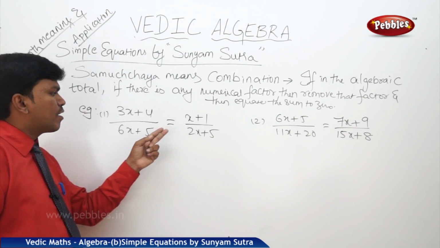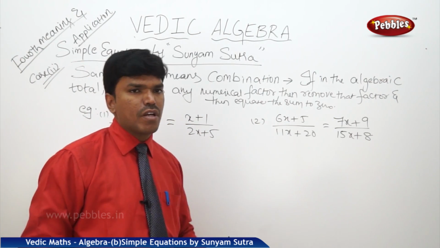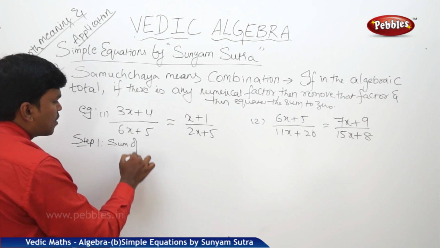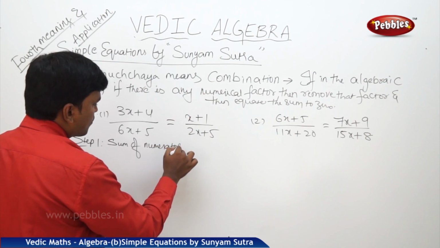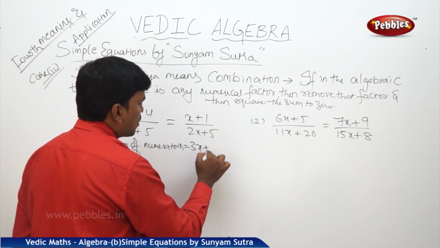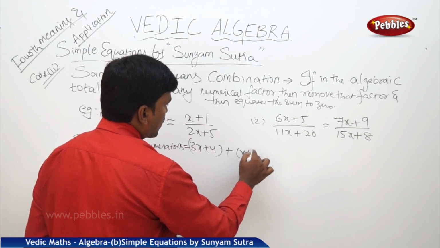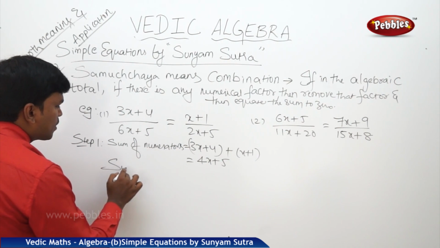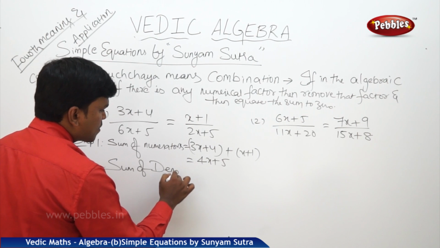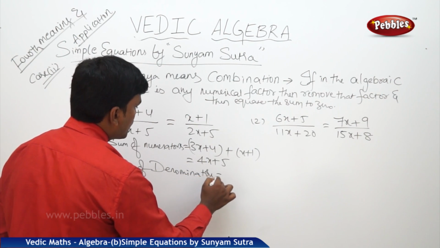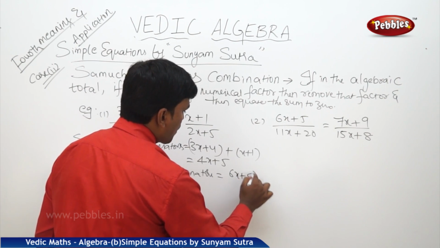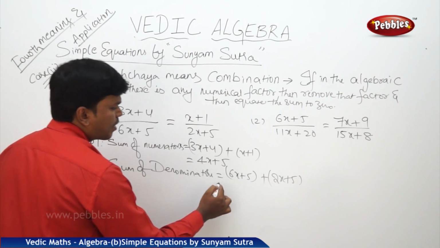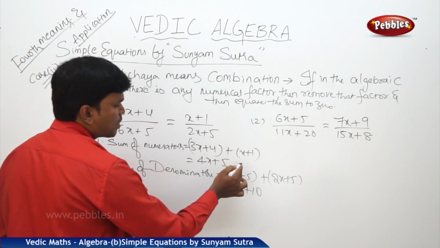3x plus 4 by 6x plus 5, equal to x plus 1 by 2x plus 5. What is step 1? Step 1 is to check the sum of numerators. 3x plus 4 plus x plus 1. How much will I get here? 4x plus 5. Now the sum of denominators: 6x plus 5 plus 2x plus 5. Just take the sum of these two. How much will you get here? 8x plus 10. Here 4x plus 5 and here 8x plus 10.